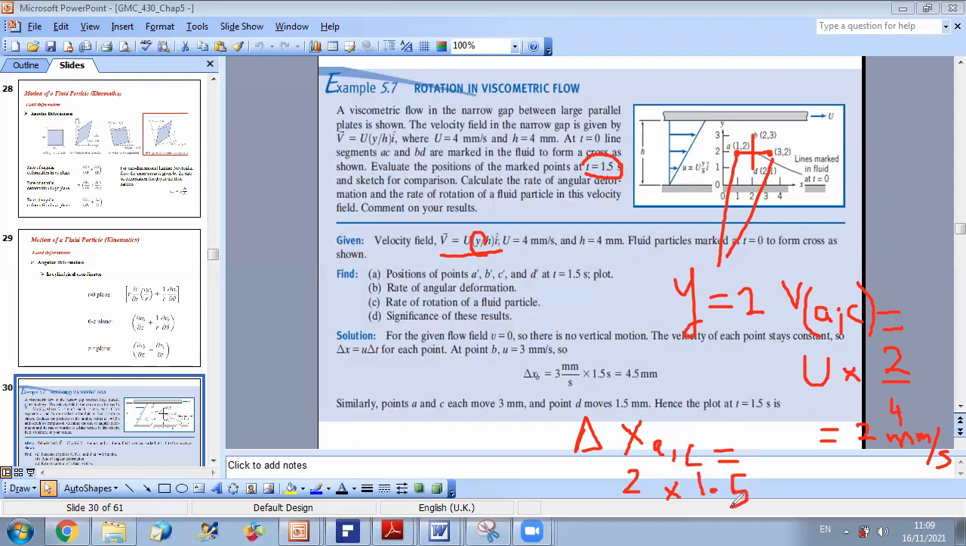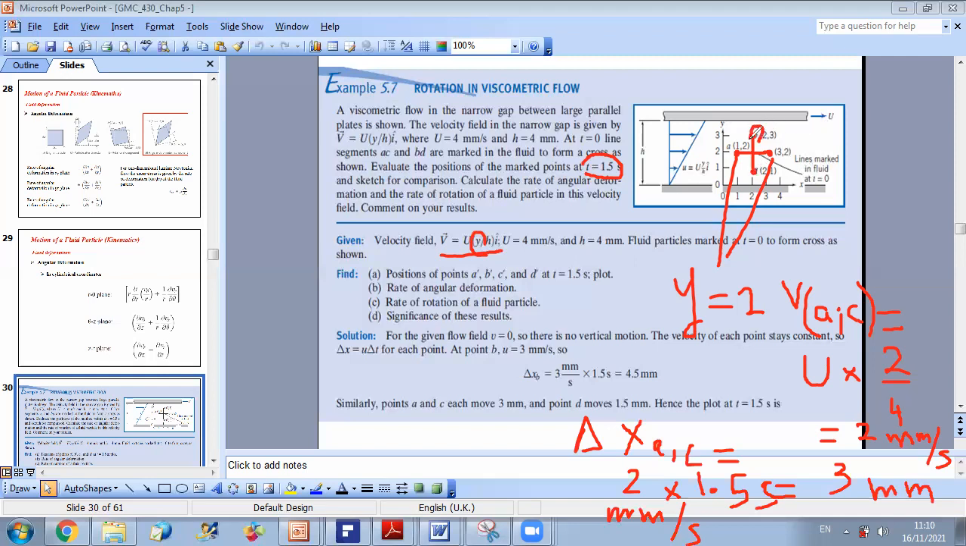Of course, 2 is in millimeters per second, and 1.5 is in seconds. So the seconds will cancel out and you will get your result in millimeters. So the displacement of A and C will be 3 millimeters. And both will move the same distance because they are at the same horizontal level, so they have the same velocity. On the other hand, if you consider points B and D, they have different y. So each will move a different distance, okay?